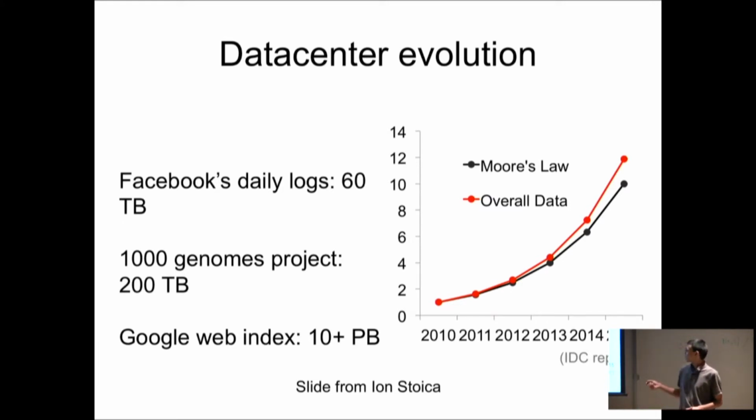There are many versions of this curve. This is from an IDC report, which shows the Moore's law curve, which most of us are familiar with, of how processing speeds double every year and a half. But data, it looks like, is on a steeper slope. So in some sense, we're getting much more data than we can process. We just don't have enough computing power to process so much data, right?